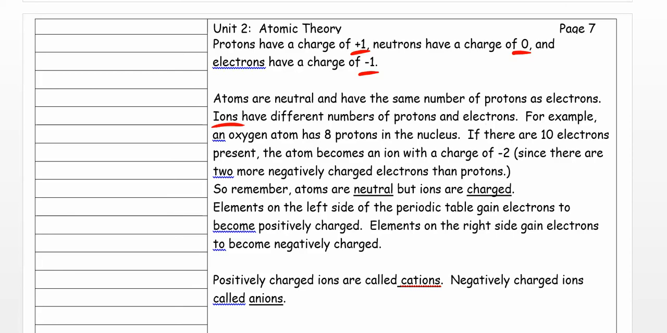Positively charged ions are called cations. Negatively charged ions are called anions. So cations are positively charged, anions are negatively charged.